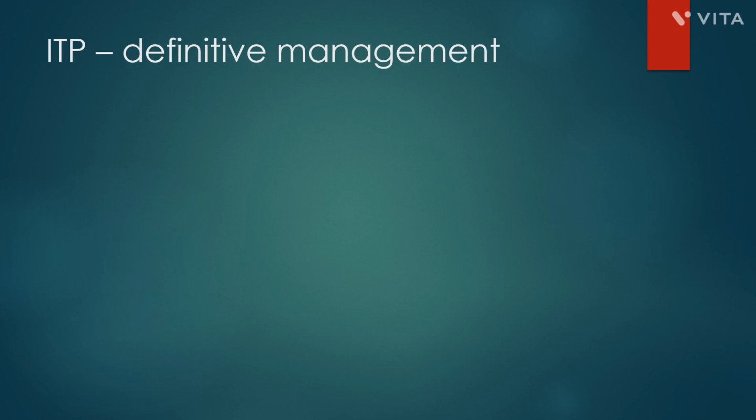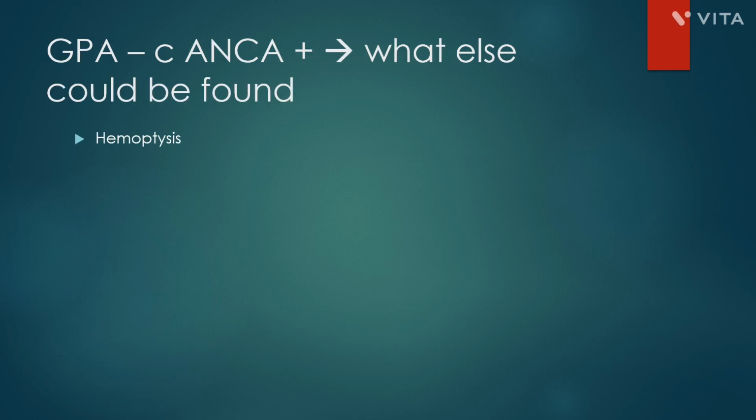Now, in a girl with ITP, how do you manage the definitive management? The options included both prednisolone and IVIG. Definitive would be IVIG. If it is not responding to any medical management, you may also have to go for splenectomy.